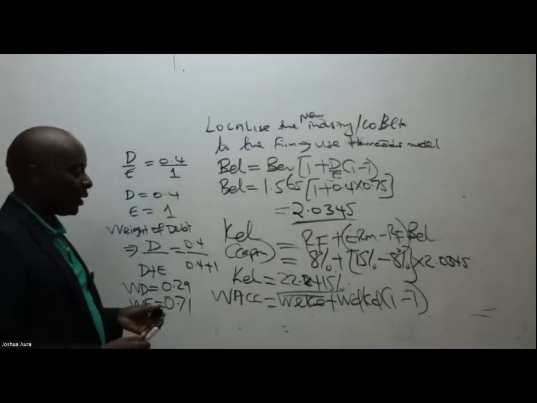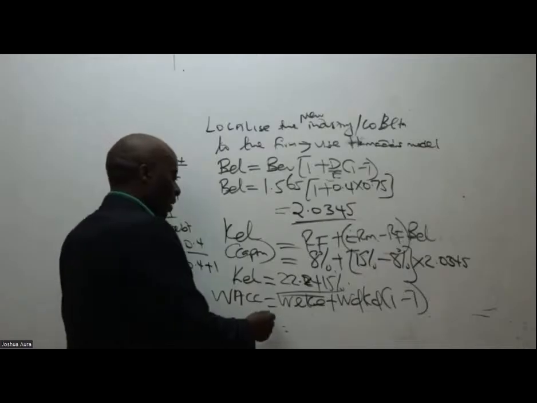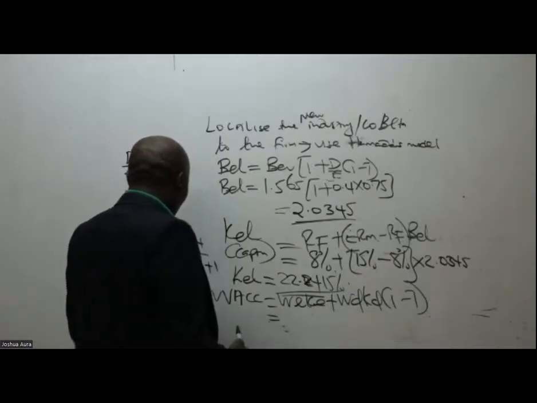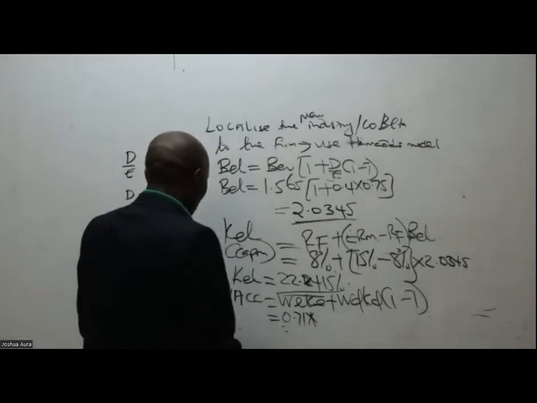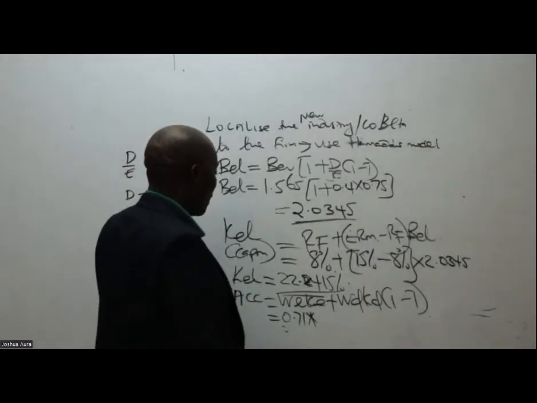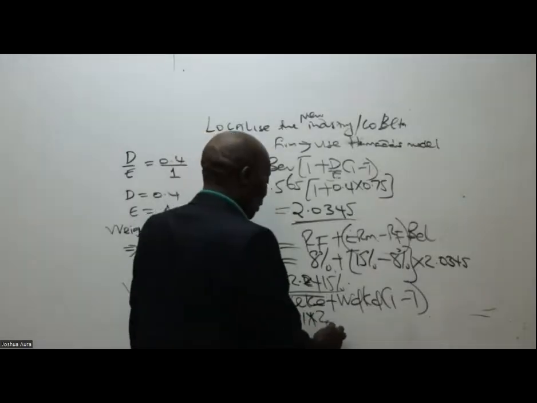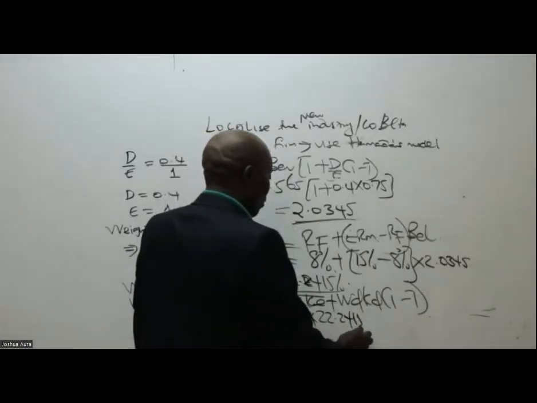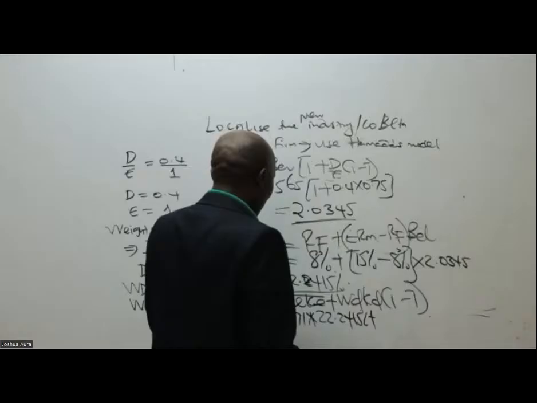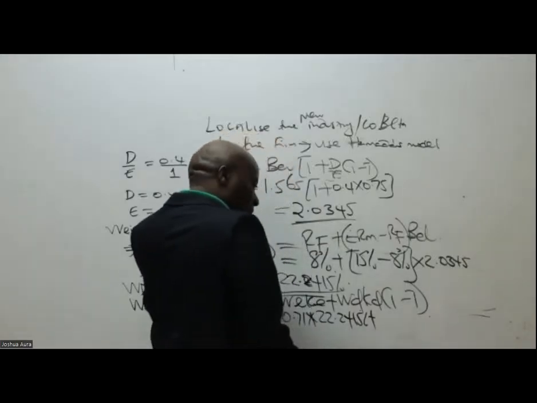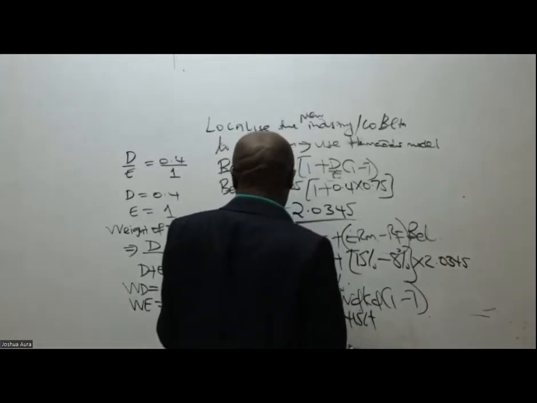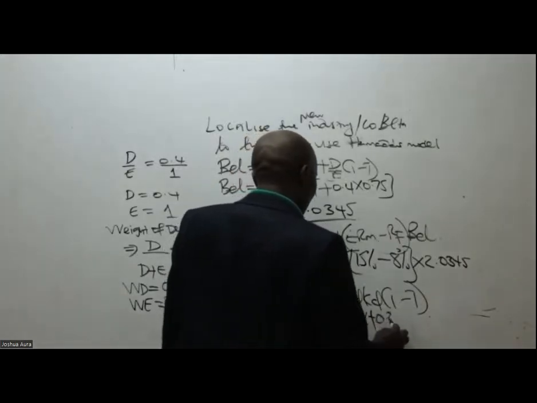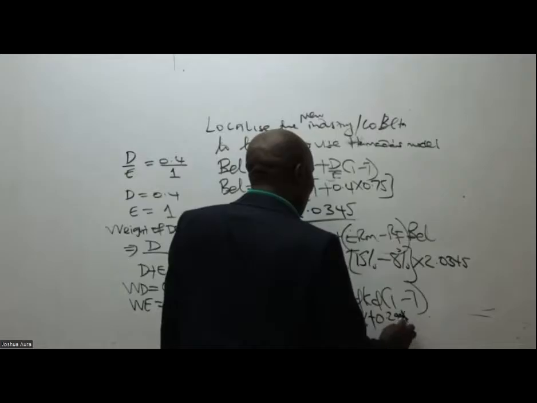So now we have everything to come and plug in here. Our WACC will be equal to weight of equity, which is 0.71, times cost of equity, which you had given me, 22.2415%, plus weight of debt. Weight of debt is 0.29. Cost of debt, not unless you're told otherwise.